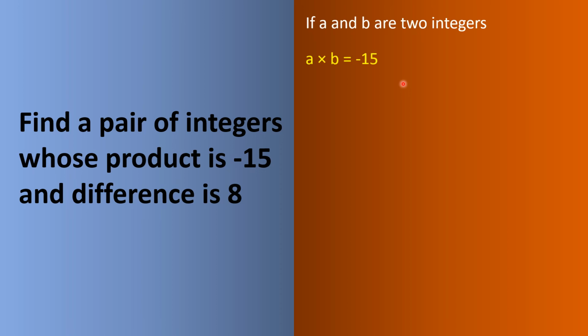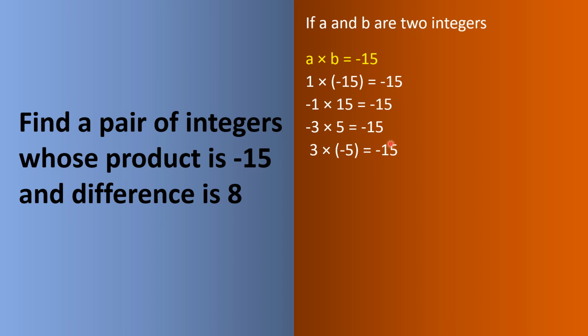Okay, so let us find a few combinations. We know that 1 multiplied by minus 15 equals minus 15. Then either minus 1 into 15 equals minus 15, either minus 3 into 5 equals minus 15, or 3 into minus 5 equals minus 15. But there is one more condition, that the difference is 8, meaning a minus b equals 8.